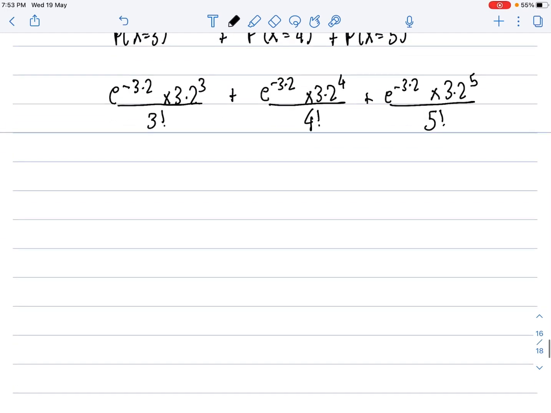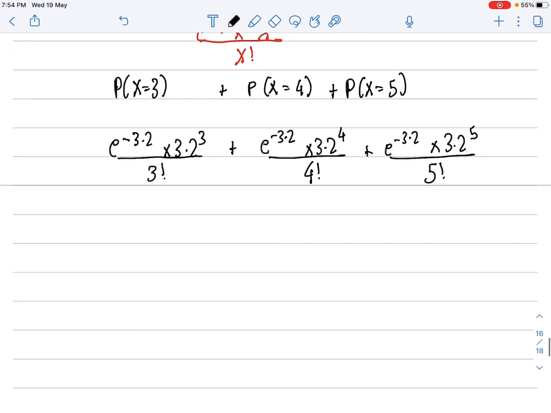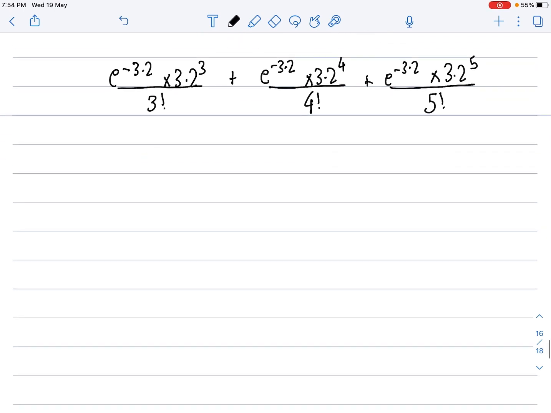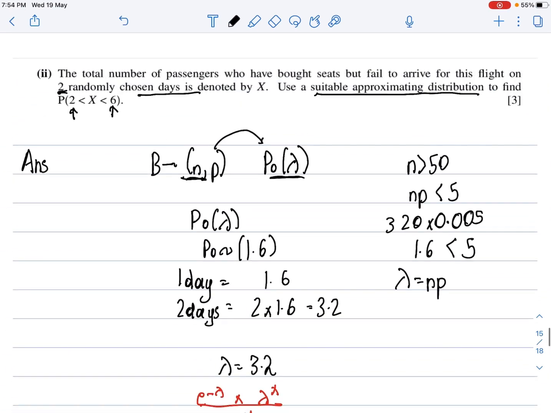I can simply solve this on the calculator. It'll take a little time, but we'll get an answer. So it's 3.2 raised to 3, and then, yeah, when I do this on the calculator, the value I get is 0.515, which is the final answer of part 2.